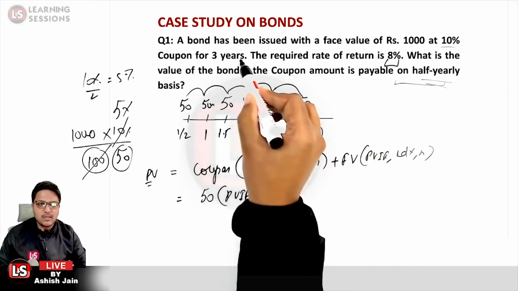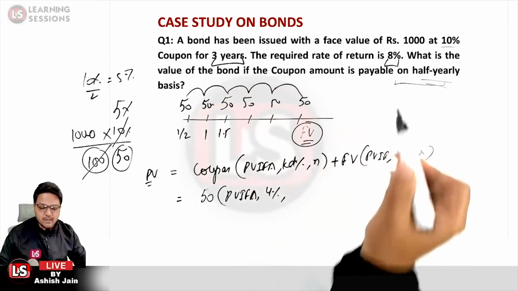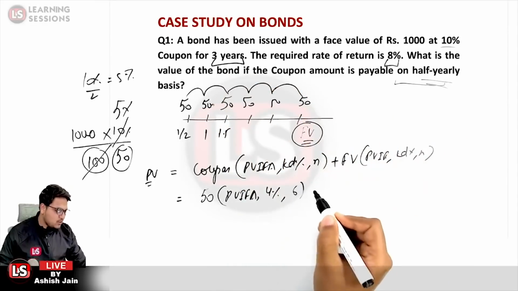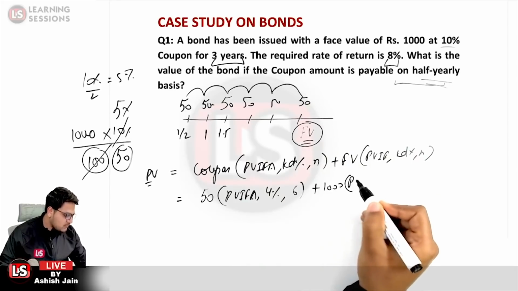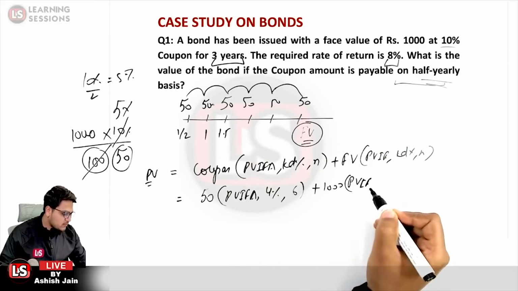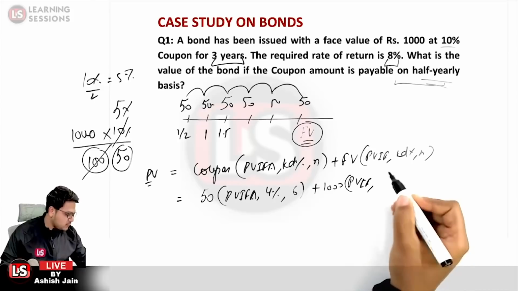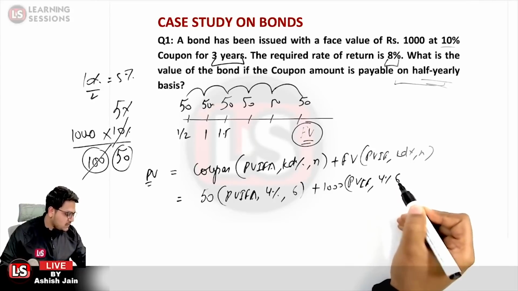And how many periods are there? The bond has a maturity of 3 years, paid half yearly, so it is 6. N is equal to 6. Face value is 1000. I am just substituting the values here, then we will be calculating the PVIF and PVIFA values. So again 4% and then 6.